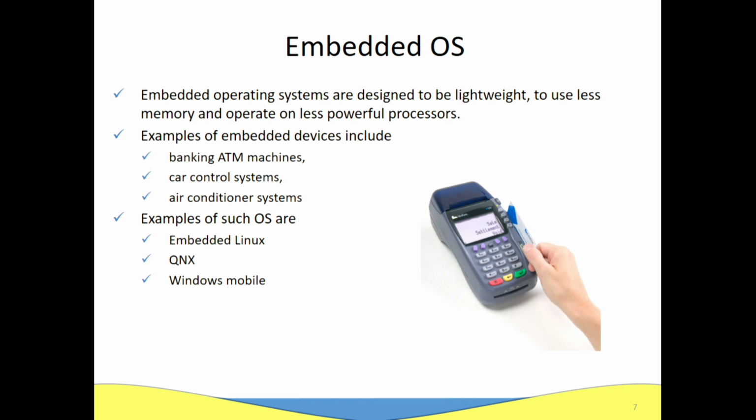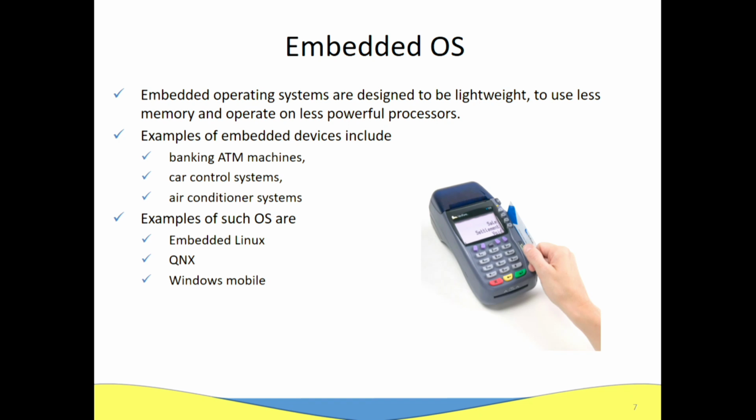Embedded operating systems are specifically designed for and optimized for a given hardware. They're designed to be lightweight, to use less memory, and to operate on less powerful processors. These physical constraints are often a result of the economic requirements imposed on the devices. So frequently they should be inexpensive, small, and consume less energy. Some examples of embedded devices include banking ATM machines, car control systems, and air conditioning systems.